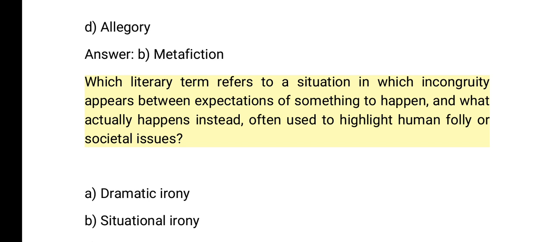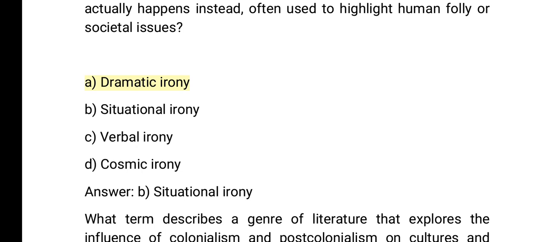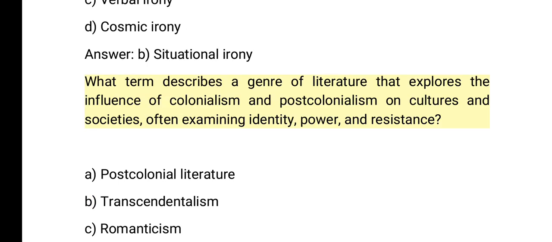Which literary term refers to a situation in which incongruity appears between expectations of something to happen and what actually happens instead, often used to highlight human folly or societal issues? A. Dramatic irony. B. Situational irony. C. Verbal irony. D. Cosmic irony. Answer. B. Situational irony.